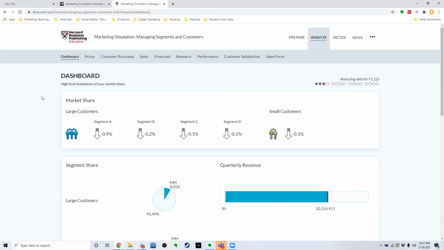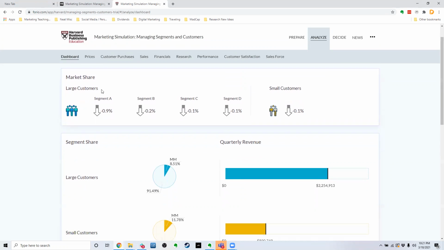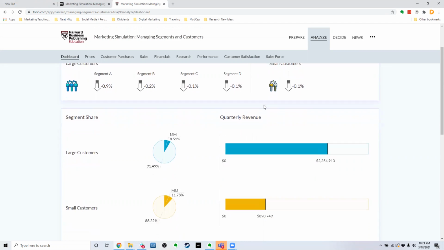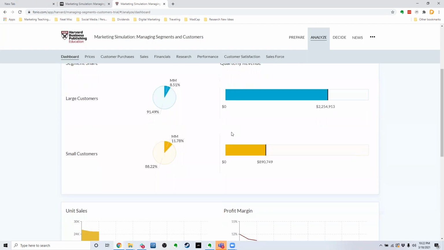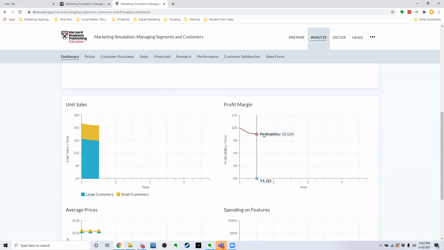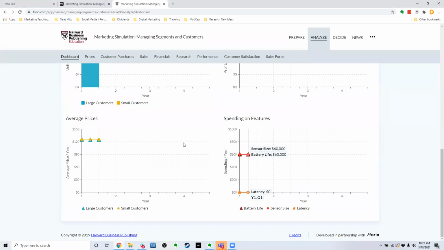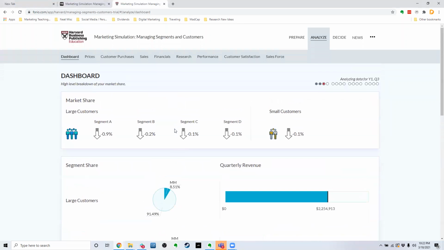Okay. So this dashboard here is the first screen you're going to come to after you make a decision. The dashboard is going to tell you how the large segments, how many more purchases you got, how your small segments, small customers did, what kind of market share you have, your revenue, how many unit sales you made, your profit margins. This is really important, is if you lower prices too much, you could sell a lot but make a lot less money. Okay, where you're spending on features and your average prices. So just a good overview.